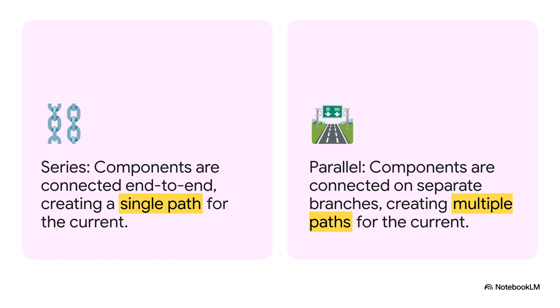Think of a series circuit like old-school holiday lights, where everything is connected in one single loop. But in a parallel circuit, the components are on their own separate branches, kind of like the lanes on a highway, giving the current multiple paths it can take.